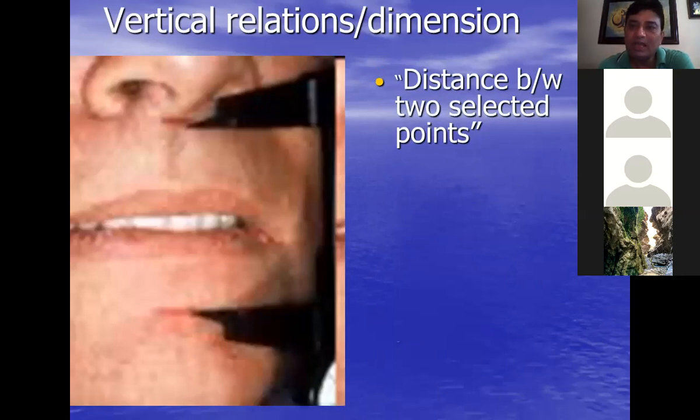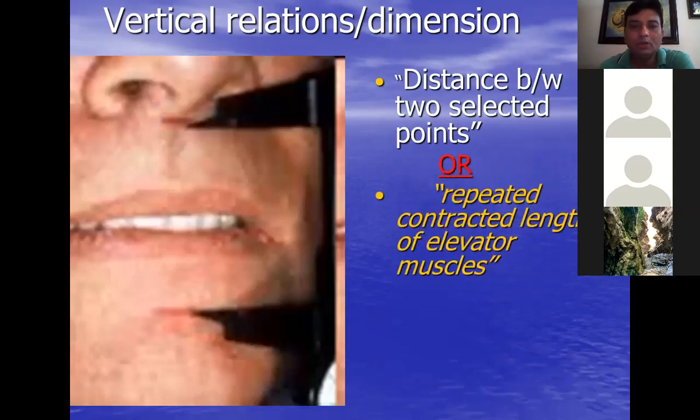वर्टिकल डायमेंशन क्या है, इसकी दो डेफिनेशंस हैं. You just mark two dots, one at the base of your nose and the other at the chin area. And ask your patient to close the teeth if your patient is having teeth. Mark the distance from one dot to the other dot. That distance is your vertical dimension. This distance is your vertical dimension in a dentate patient. This is called vertical dimension of occlusion.